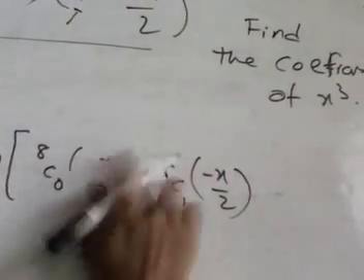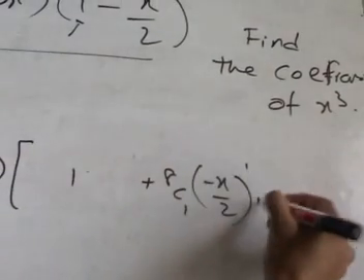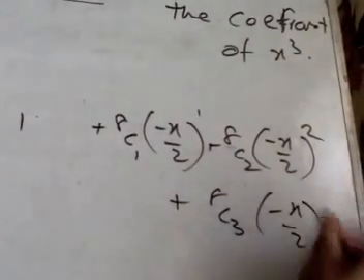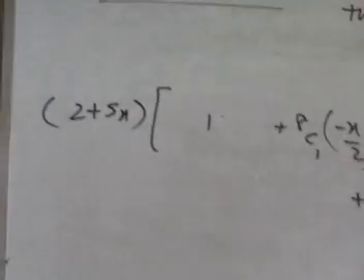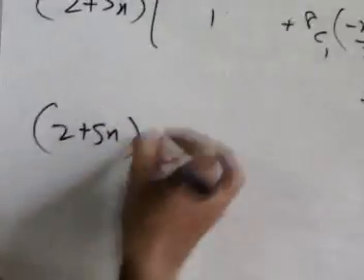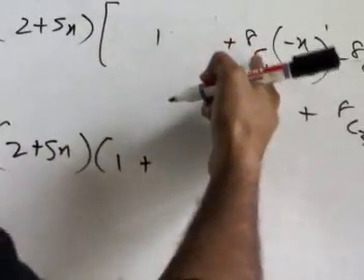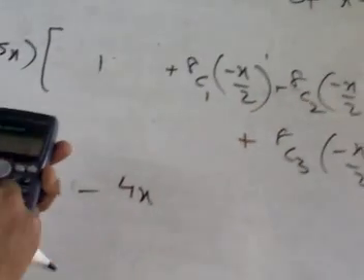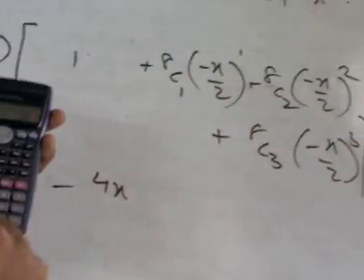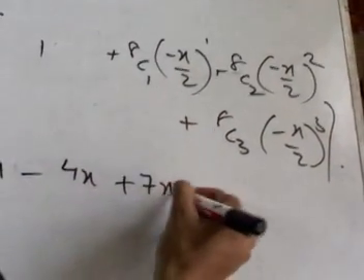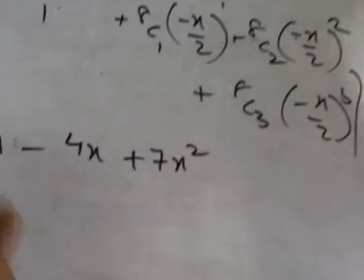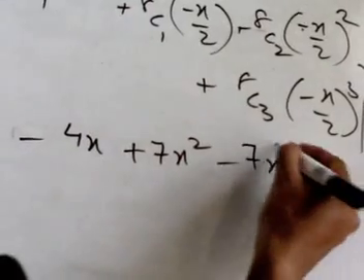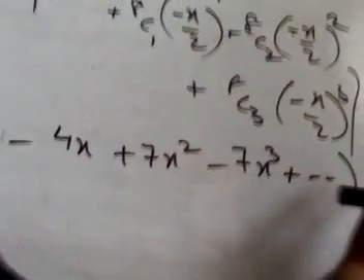No, the first term is 1. Sorry, the first term is 1, plus 8C1 times (minus x by 2), plus 8C2 (minus x by 2)^2, plus 8C3 (minus x by 2)^3. So now simplify this. This will be 1 plus 8C1 is 8, and this will be minus 4x. 8C2 is 28, divided by 4, this will be 7, so plus 7x^2, because the negative will vanish. Plus 8C3 is 56 divided by 8, this will be 7 again, and minus 7x^3, plus so on. We do not need the further terms.